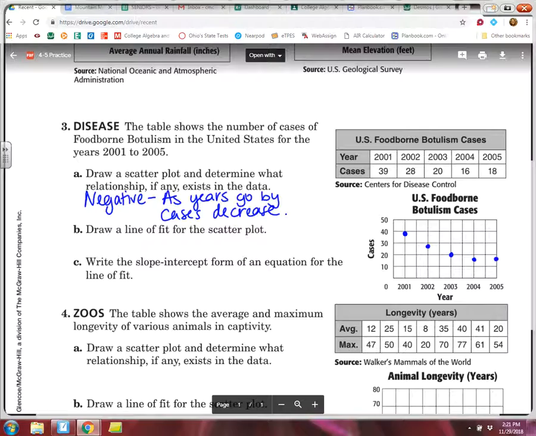Okay, now it says draw a line of fit for the scatter plot. Now, folks, if I ask you to draw a line of fit, I have to tell you the 2 points to go through, don't I? Okay, so I'm going to have you circle 2001, 39, and 2004, 16. Then I want you to go down to your graph and find them, and draw your line of fit through those 2 points. That would be part B.